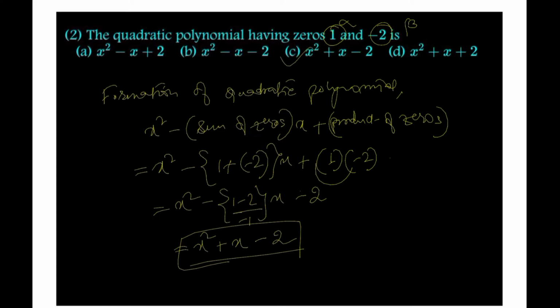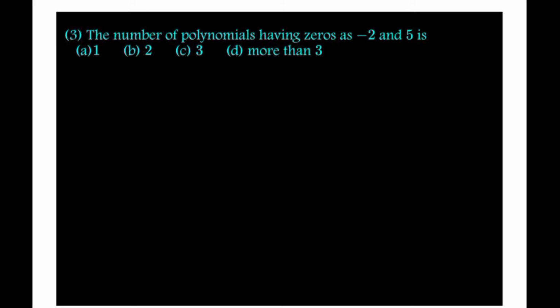Now let's move on to the next question. Here the question is, the number of polynomials having zeros minus 2 and 5 is. How many polynomials can there be with zeros minus 2 and 5?